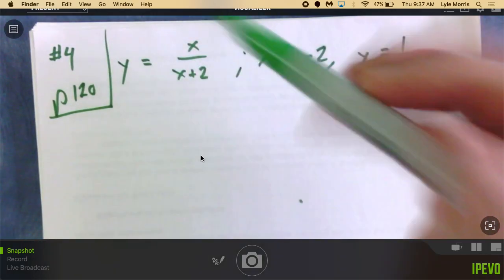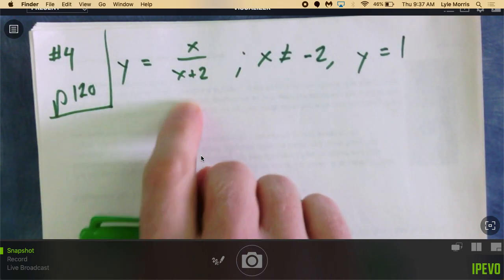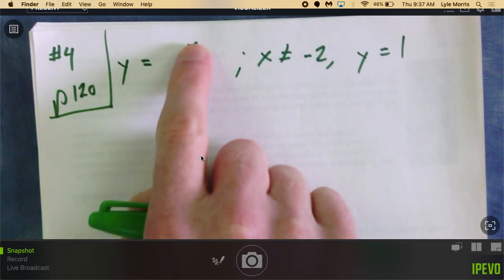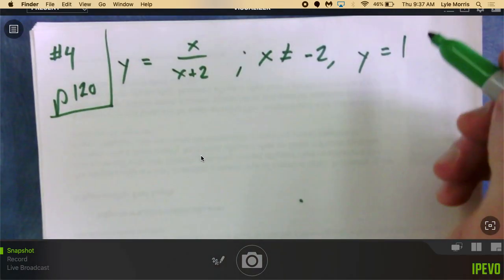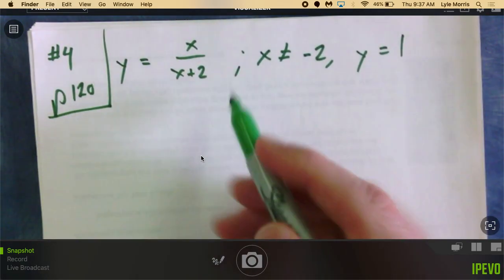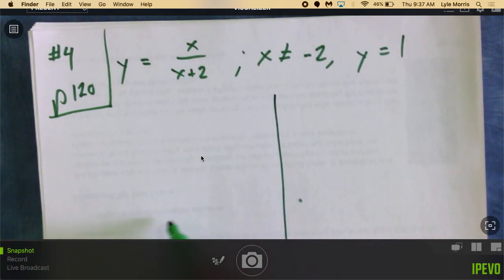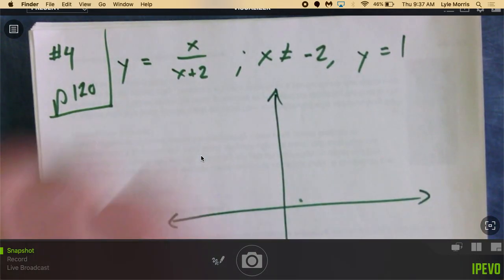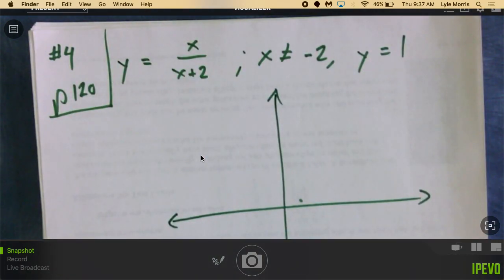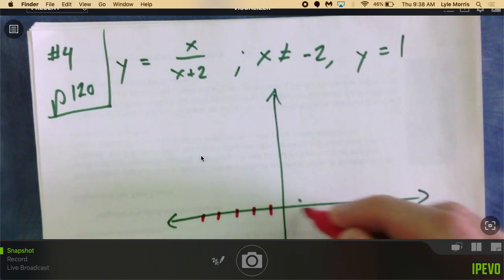Everybody sees that? Like if it was 3x over x plus 2, then the horizontal asymptote would be y equals 3. Okay, let's do this. So x cannot equal -2. 1, 2, 3, 4, 5.